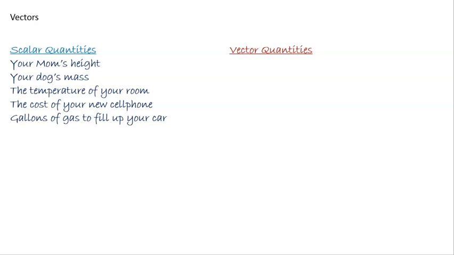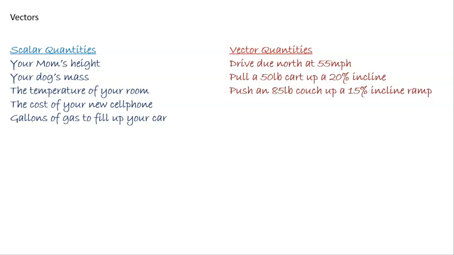I don't want to explain to you what that means yet. Hang tight while I give you some examples of vector quantities. A vector quantity might be a drive due north at 55 miles per hour. Right off the bat, compare that to scalar. What seems to be different? Or if you pull a 50-pound cart up a 20% incline. Are you noticing a pattern here? Or how about you push an 85-pound couch up a 15% incline? 50% sounds like a nightmare.